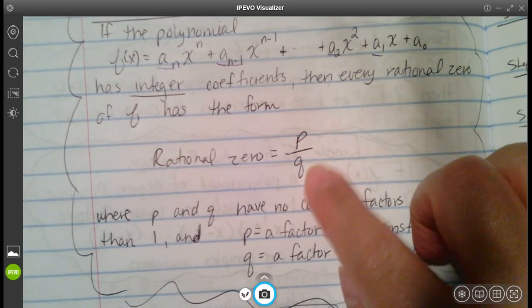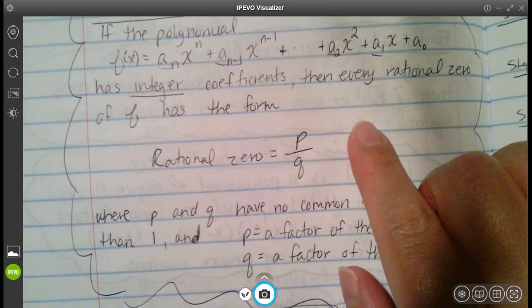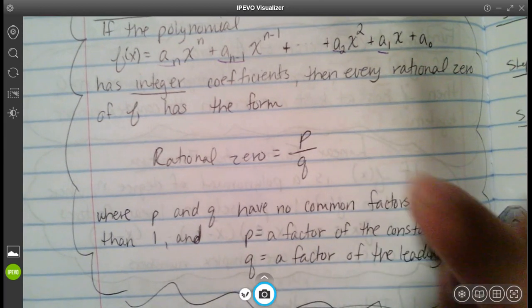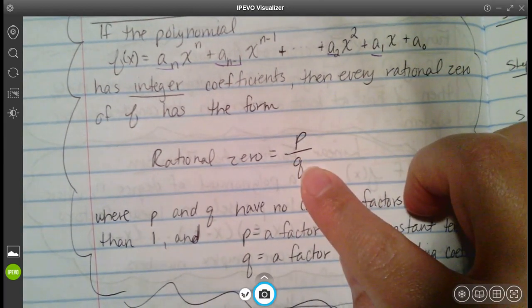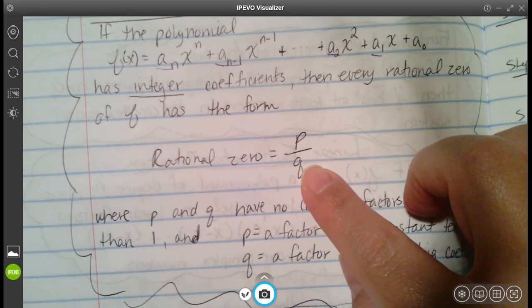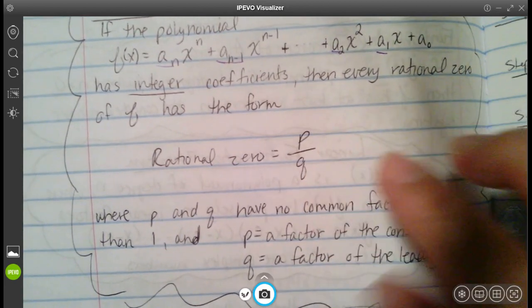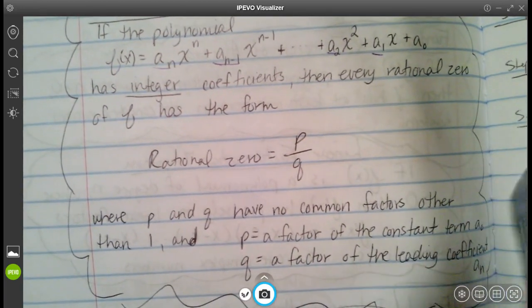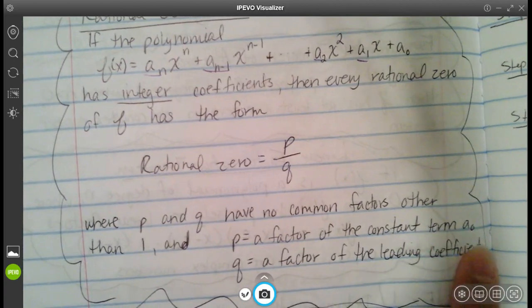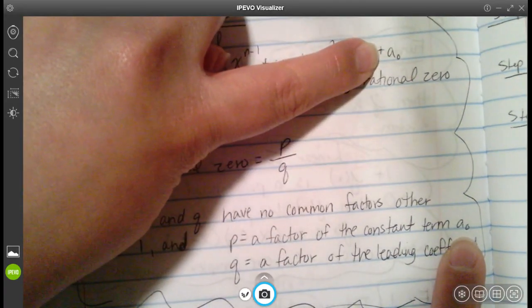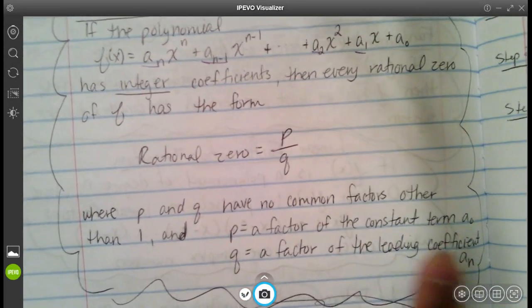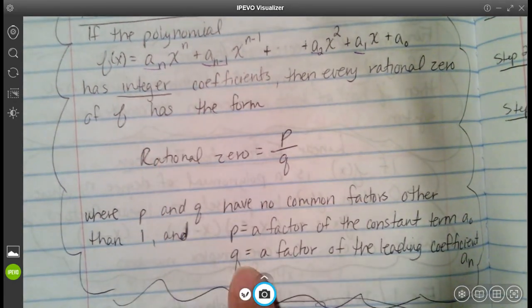Please note that if it's divided by 1, for example 2 over 1, that is still considered a rational number. The only ones this is not going to apply to are the irrational numbers, like pi, e, or anything with a non-repeating decimal. So there are actually quite a few rational numbers. Here p is a factor of the constant term, so a sub 0 is our constant right here. Factors of this are going to be known as p, and factors of the leading coefficient, this one up here, are going to be q.